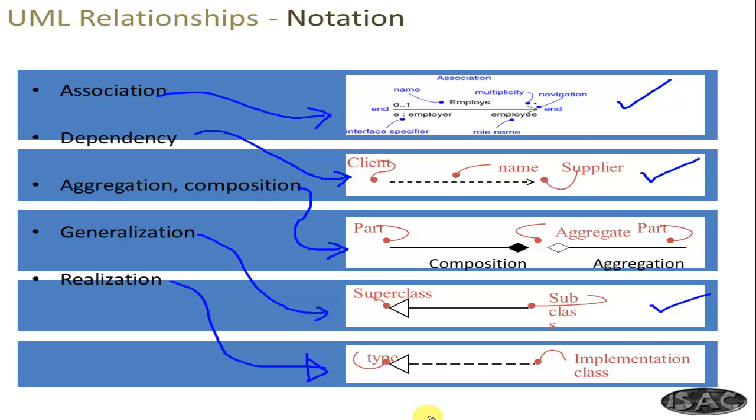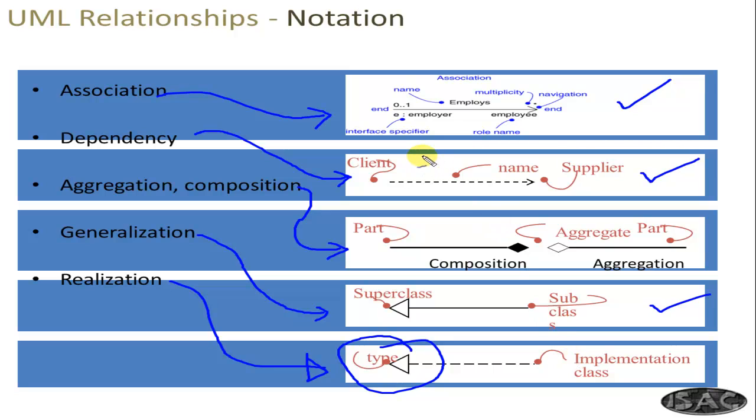Okay. Now realization is where you define a type class, basically an interface, and an implementation class. Realization means that you define a high-level contract in terms of an interface and then you provide an implementation of that type. The type can be an interface or abstract class, and this is the implementation class. That is the kind of relationship we use in UML relationships and notations.